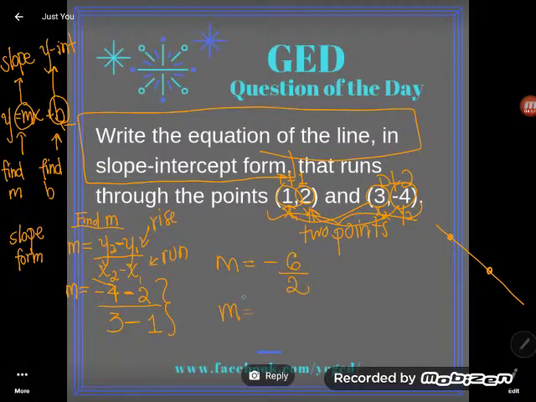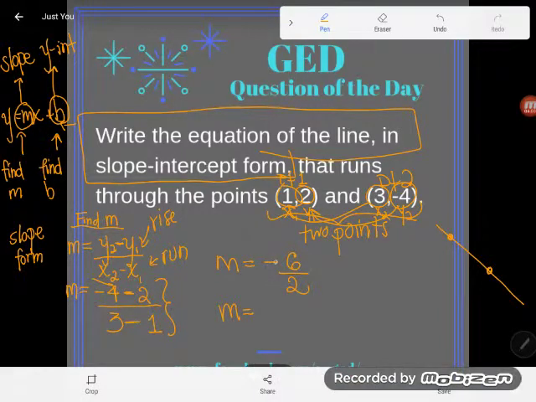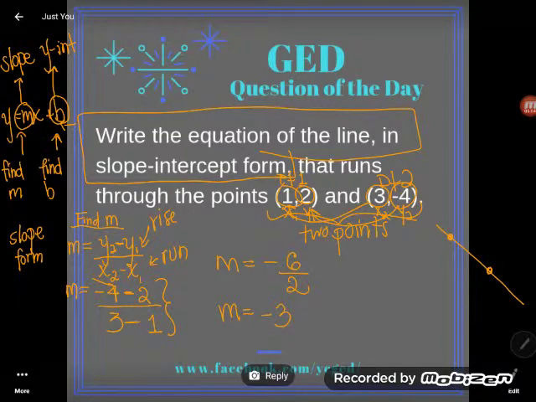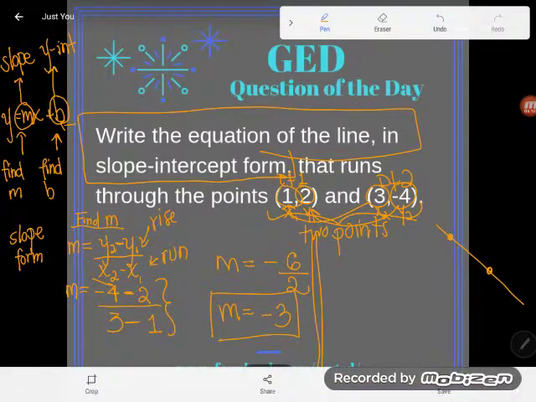And now you should simplify this fraction if you can, and I sure can because -6 divides evenly by 2. I get -3. And so I have a slope of -3. Now careful, they didn't say find the slope. Remember what they said. Let's backtrack. They said write the equation of the line in slope-intercept form.